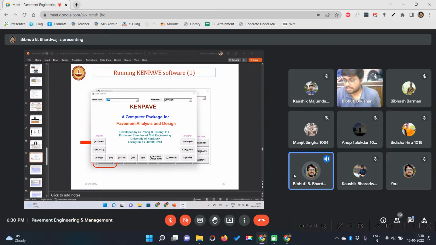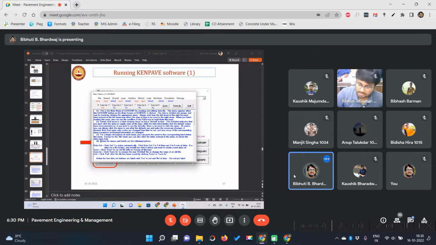So are you getting a screen like this? Yes, sir. Okay. So the first step is you select layer input. If you are not able to do, let me know. So select layer input, this asphalt. This part is used for flexible pavement design and this part is used for concrete pavement design. So we'll basically do this part, asphalt. That means flexible pavement. So click on layer input.